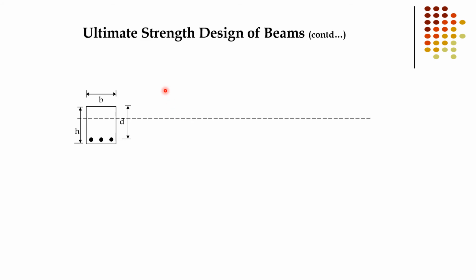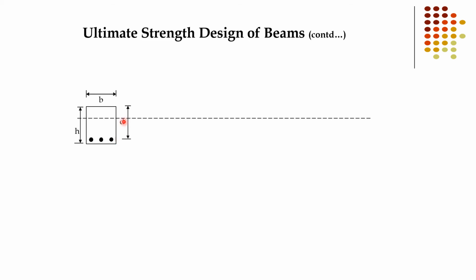Ultimate strength design of beams. Here again the first step is the concrete cross section with reinforcement. h is the height of the beam, b is the width of the beam, and d is the effective depth of the beam. What does effective depth mean? It is the distance from the top fiber to the centroid of the steel bars or reinforcement, the center of the steel.